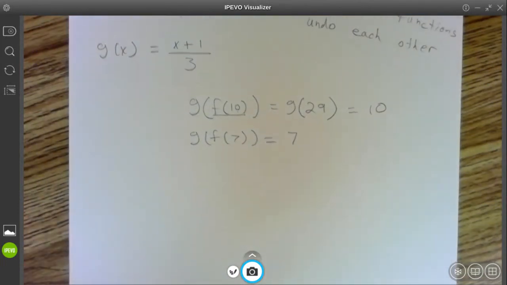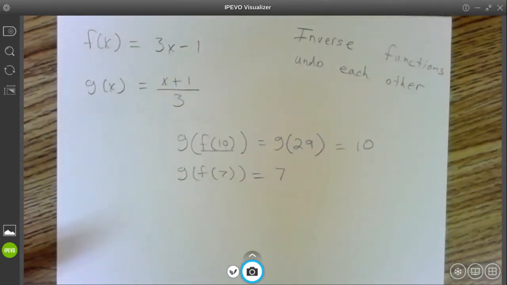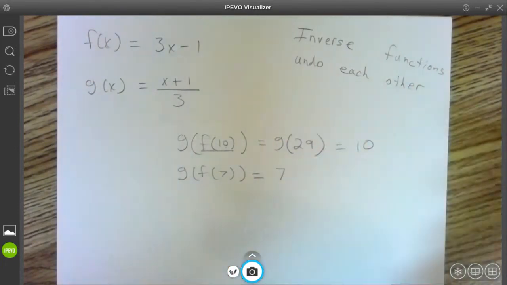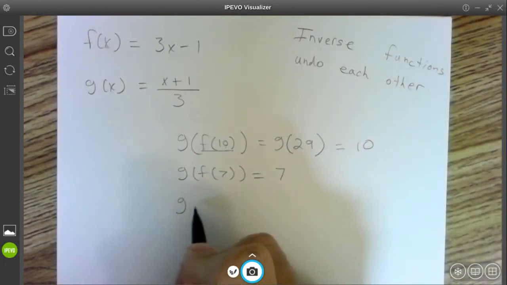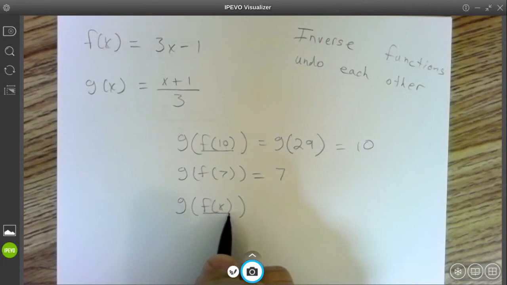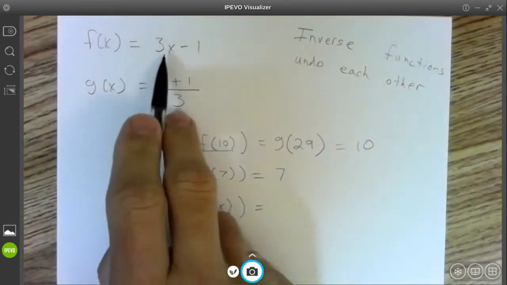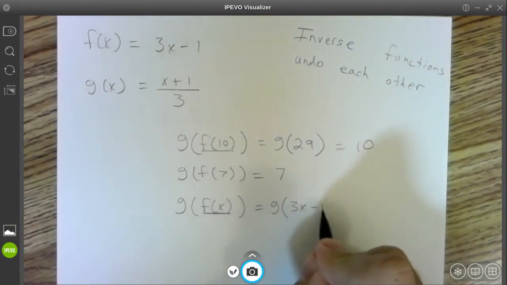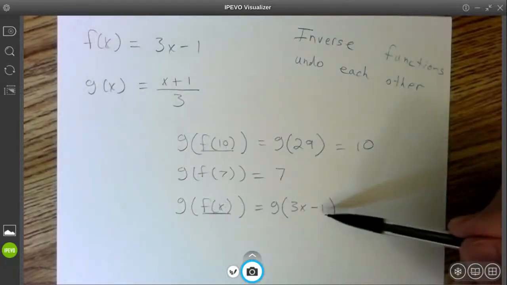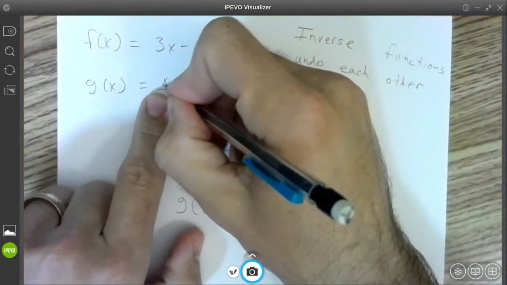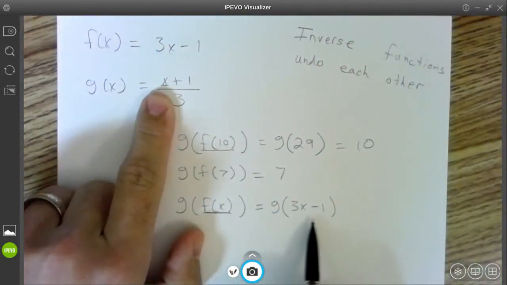In general, this is a test for how to prove whether or not two functions are inverses of each other: actually compose them in general. So I'm going to do g of f of x this time. I'm going to replace f of x with my 3x minus 1. So it's g of 3x minus 1. To simplify this, I go up to my g function and just replace that x with 3x minus 1.